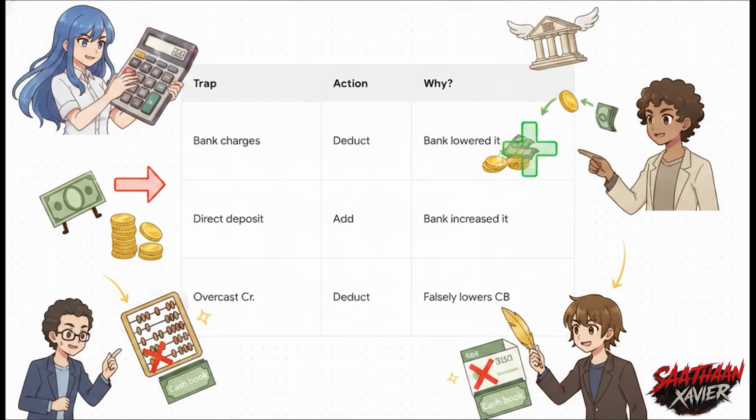Simple enough. But now let's think about overcasting the credit side. The credit side of your cash book records payments. If you accidentally overcast or overcalculate your payments, you have artificially lowered your cash book balance. To fix this mistake and reconcile with reality, you have to adjust it back up or down depending on your starting point. You've got to keep this logic tight.